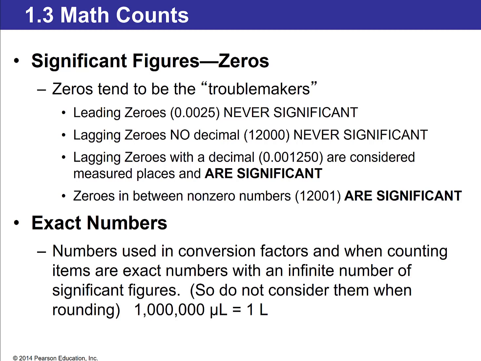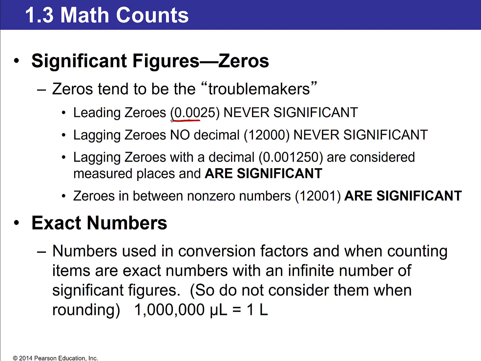So leading zeros, like a number like this, zeros out in front with a decimal place, they're never significant. Zeros at the end of a number, if there's no decimal place, they're not significant either. So you don't consider them measured values, you consider them estimated values. Like I said, I have 2,000 pennies, okay? That means I think I got about 2,000, but I might have 1,900 and I might have 2,100, but I'm estimating it's pretty close to 2,000. So those zeros tend to be more of the estimate.